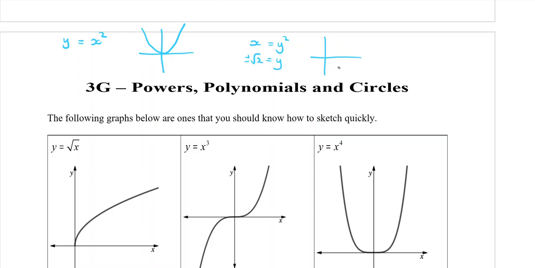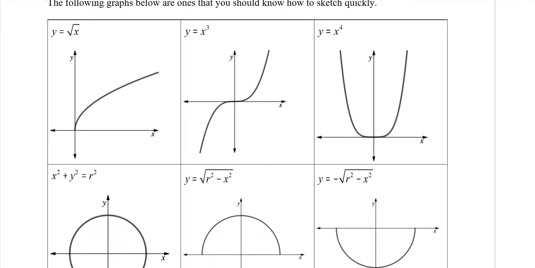If it just said the positive square root of x, it's the top part. If it was the negative square root of x, it's the bottom part. The two parts together make the whole sideways parabola. Okay, so the reason I did that was because that's our very first box. Y equals square root of x is the positive half or the top part of that sideways parabola. If it had a negative in front of it, it would be the one underneath.